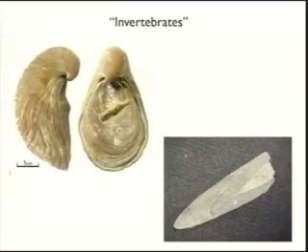Here are examples of invertebrates. On the left, we have a fossil oyster, Gryphaea, I believe it is. There are places in Texas where you basically can't walk without stepping on these things. And then this is a belemnite. This is the bone of a squid from the Cretaceous. These are just examples of invertebrate fossils, not particularly spectacular ones, but those are examples of invertebrates.